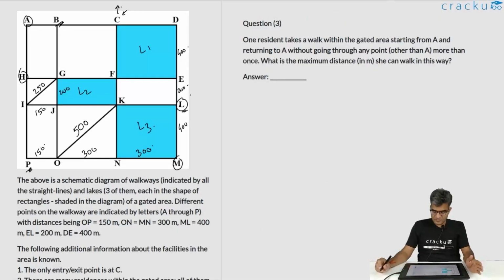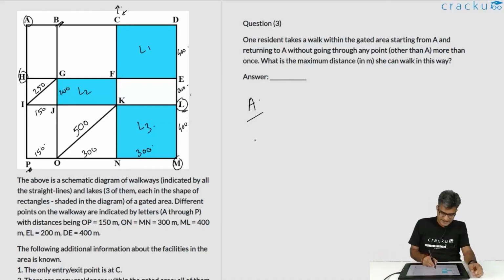One resident walks within the gated area starting from A. So this guy is starting from A, and he returns to A without going through any point more than once. Okay, he'll have to only go through A twice. What is the maximum distance that she can walk in this way? So if you're looking at the maximum distance that he has to walk, we will try to maximize and try to go through the points in as long a way as possible.